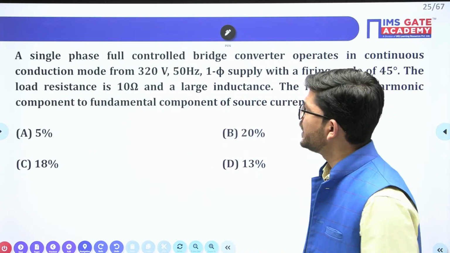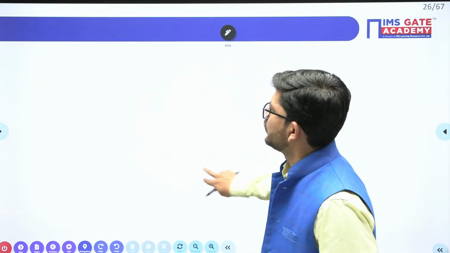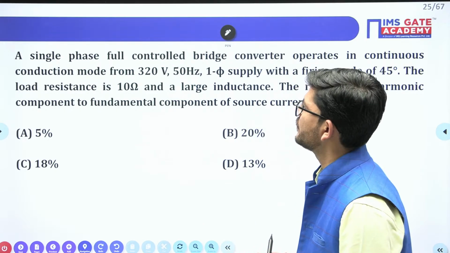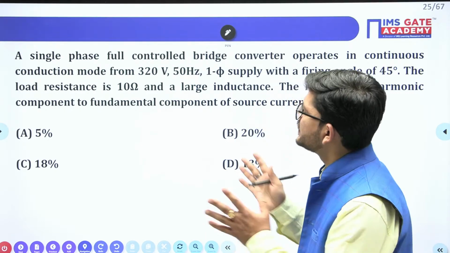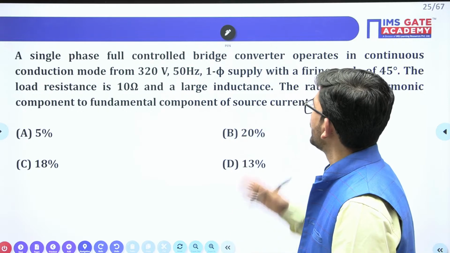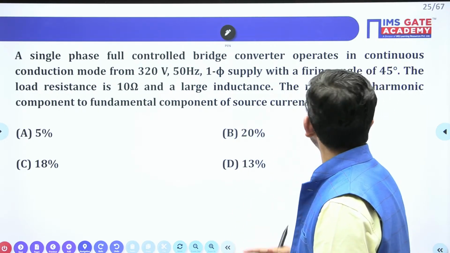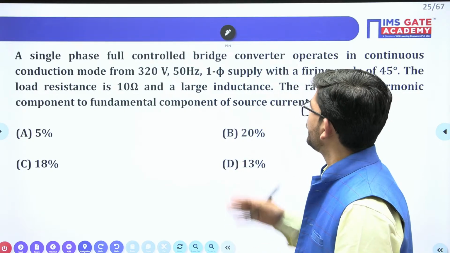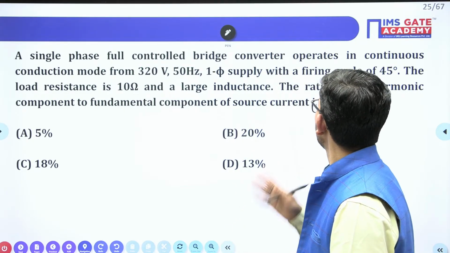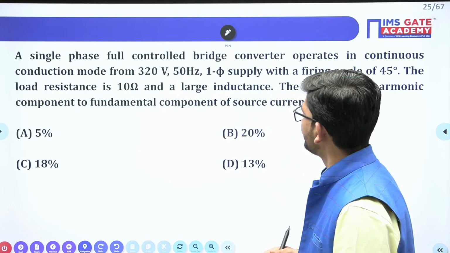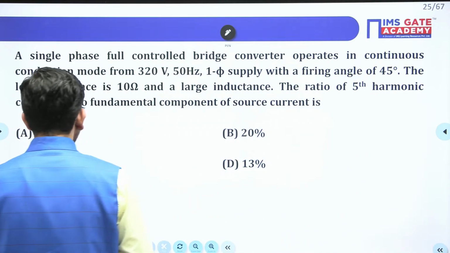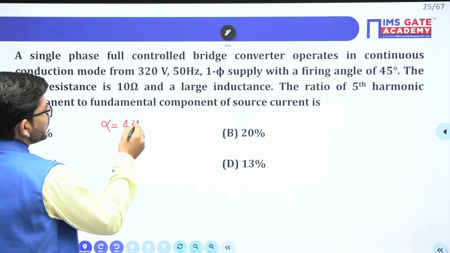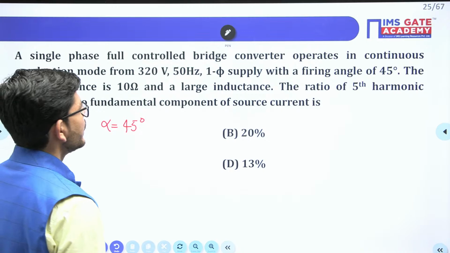Now, moving towards the next problem. In this particular problem, let me just read the question first. Here we have a single phase fully controlled bridge converter operating in continuous conduction mode from a 320 volt, 50 Hz single phase supply with a firing angle of 45 degrees. So what has been given, just note it down. We have the value of firing angle which is 45 degrees, okay?